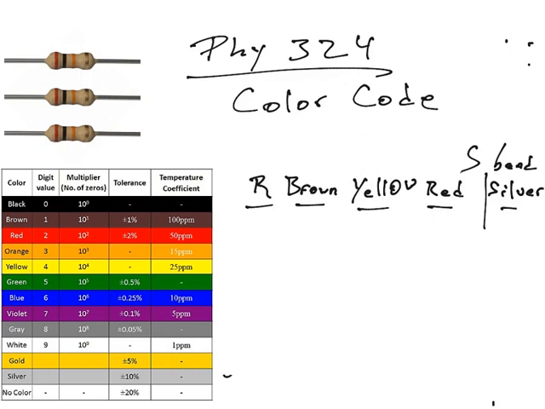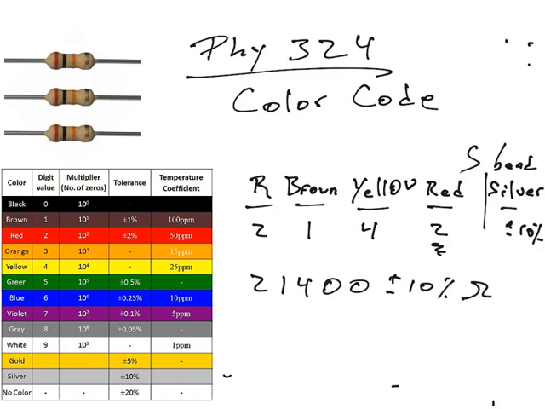So in this case, red, that's the digit 2. Brown, that's the digit 1. Yellow, that's the digit 4. And red, we have a 2 again. Silver is plus or minus 10%. So if we're going to write out the resistance of this particular resistor, it's going to be the first 3 digits, 2, 1, 4. Then the multiplier is 2 zeros, 0, 0, plus or minus 10%. So this is 21,400 ohms, plus or minus 10%.